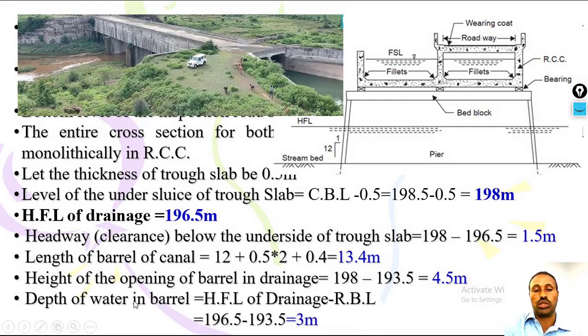So for the depth of water in the barrel, you have the highest flood level of the drainage, already given, 196.5 minus 193.5. This is just the river bed level. So you have 3 meters, but the total height of this one will be 4.5. But the water depth, or the drainage depth, is 3 meters.